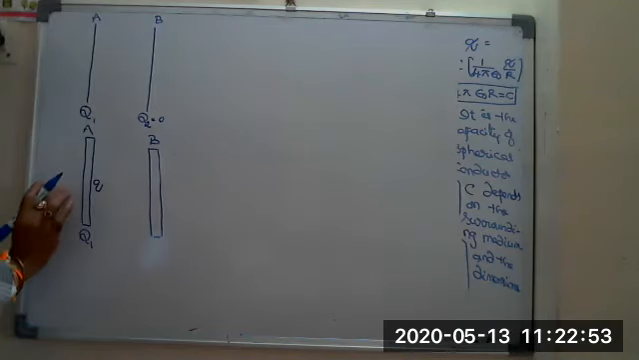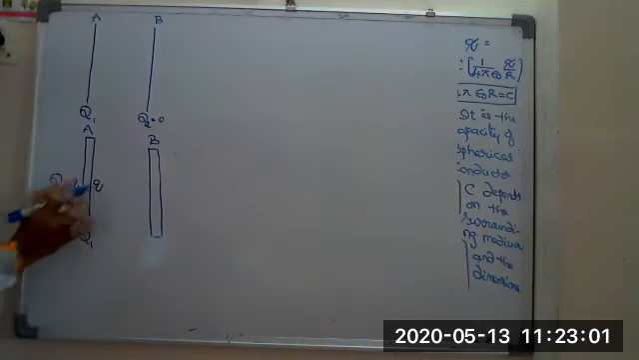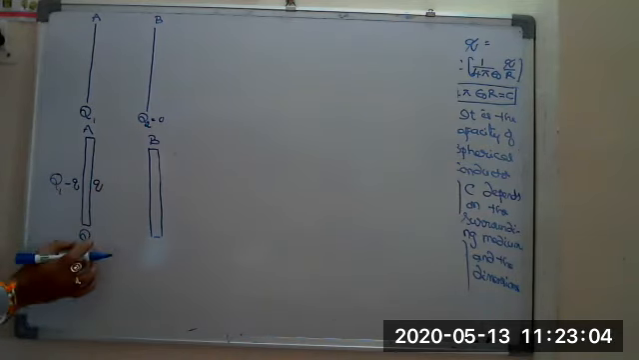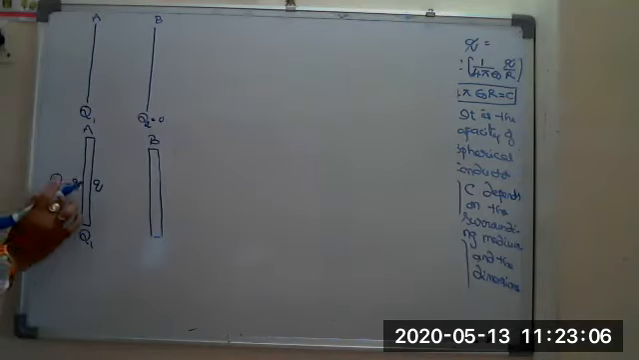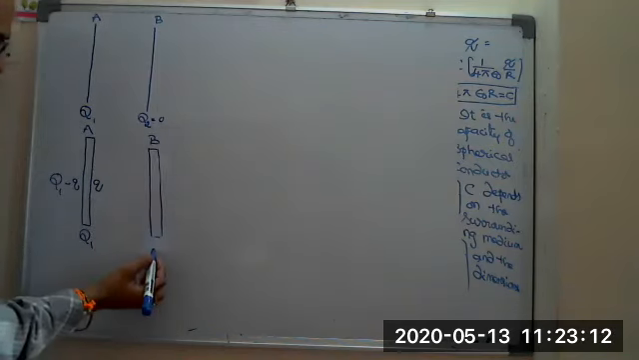So the charge on the other side, you can assume it as Q1 minus Q. Why? Because altogether the charge should be Q1. By adding these two, you should get Q1. That's why the charge on the other side will be Q1 minus Q. Here it is 0 now, right?